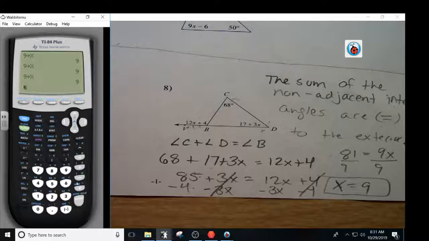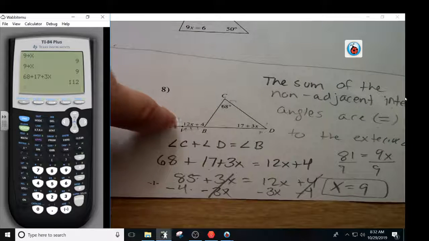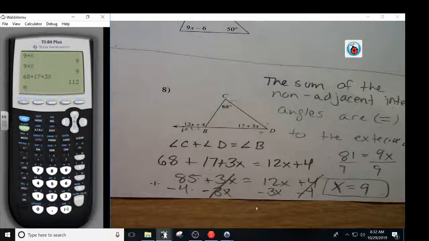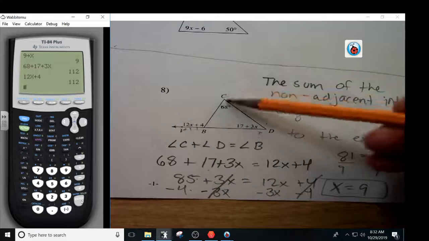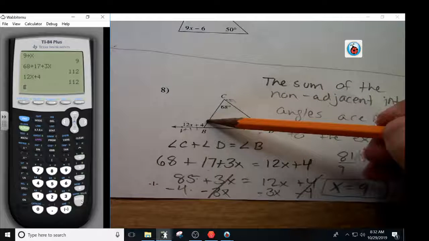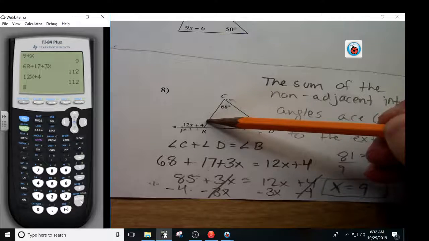Okay, now 68 plus 17 plus 3x. That's 112. Okay. Now type in the outside one. So that's going to be 12x plus 4. Does that tell me that I had the right answer? It does, because when I typed in these and added them together, it gave me the same number as this one. Okay? So X is 9.